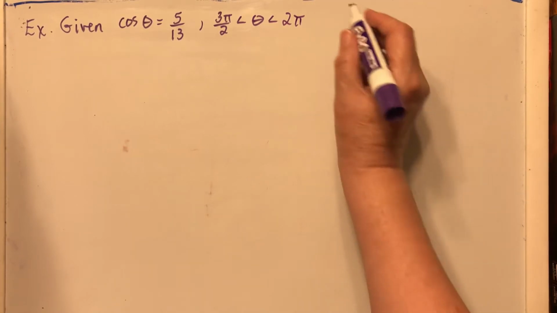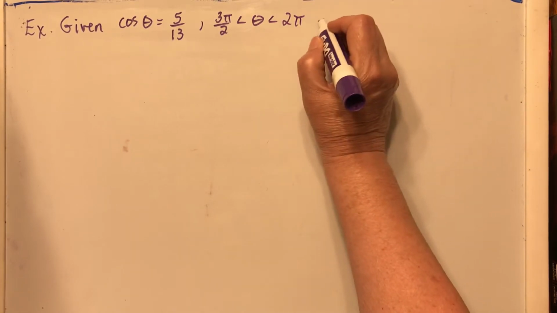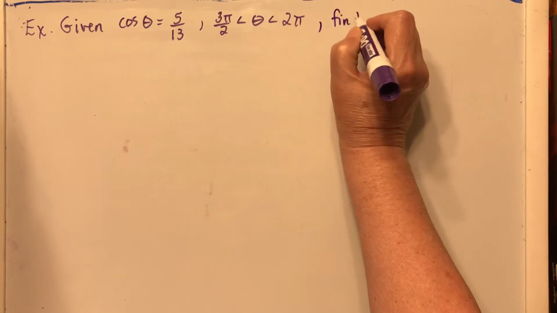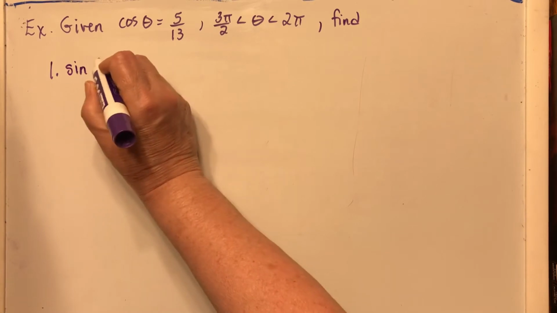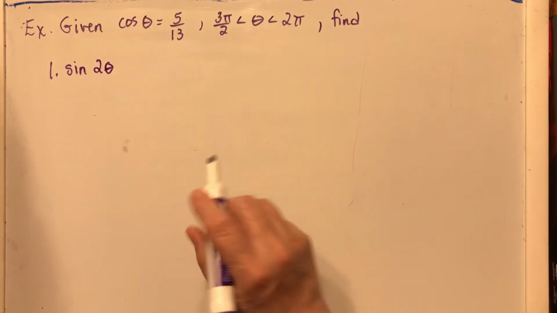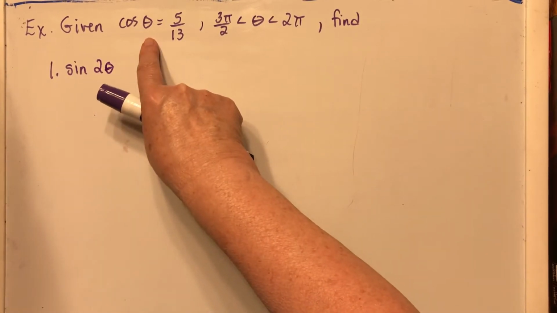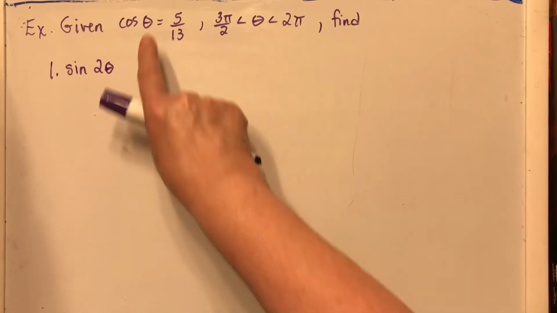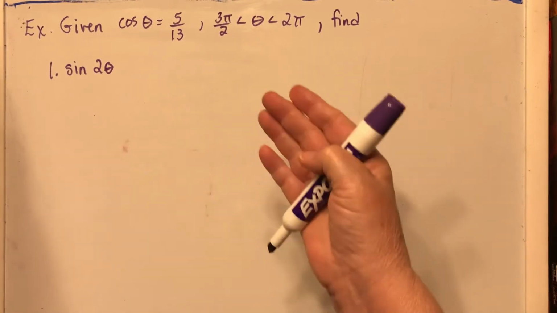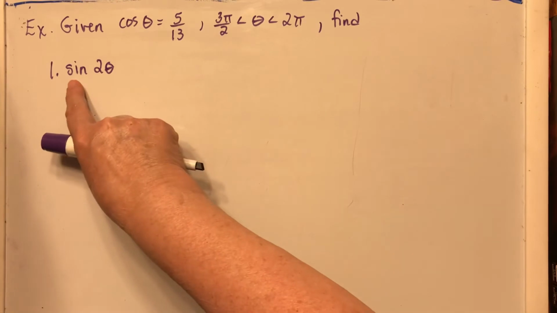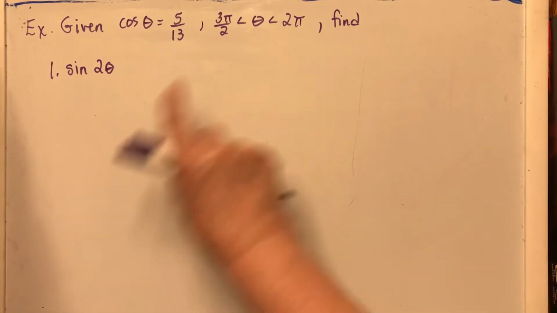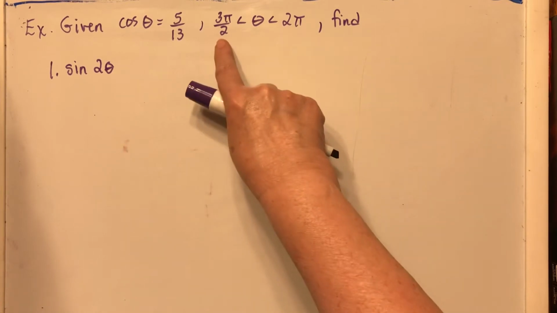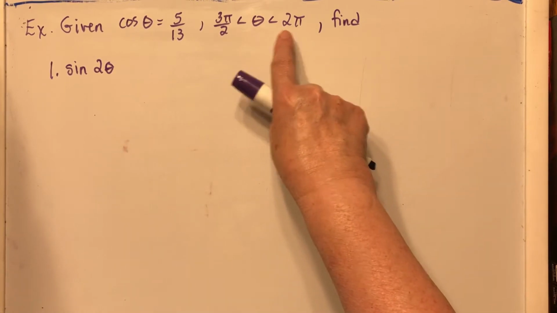Then we are going to find, in number 1, the sine of 2 times theta. So we know the cosine of just theta is 5 over 13. We don't know what angle theta is, and we don't need to find out what it is. We're going to find the sine of twice that angle theta. All right, so let's look at this. 3 pi over 2 is less than theta is less than 2 pi.